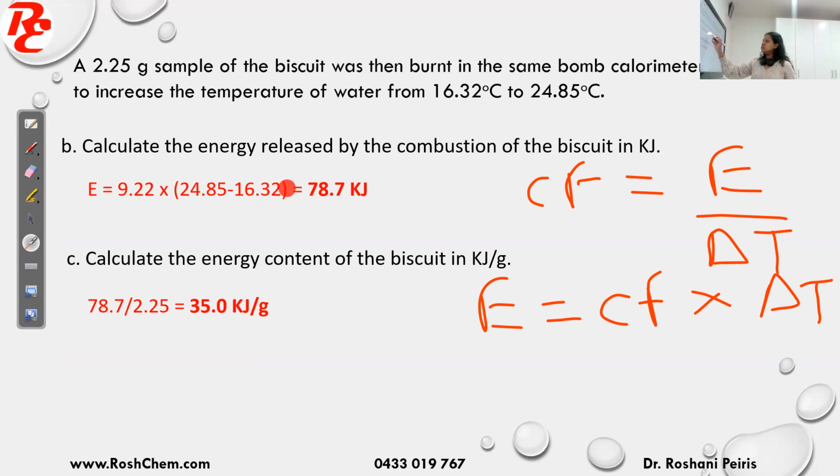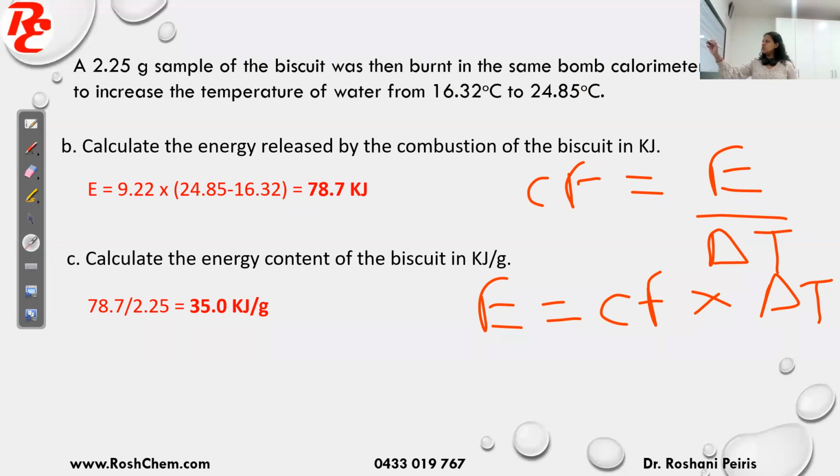This is the change in temperature when you burn those biscuits, right? That's the temperature change. These are the two temperatures when you burn those biscuits in the calorimeter. So then CF times delta T, and you get 78.7 kilojoules.